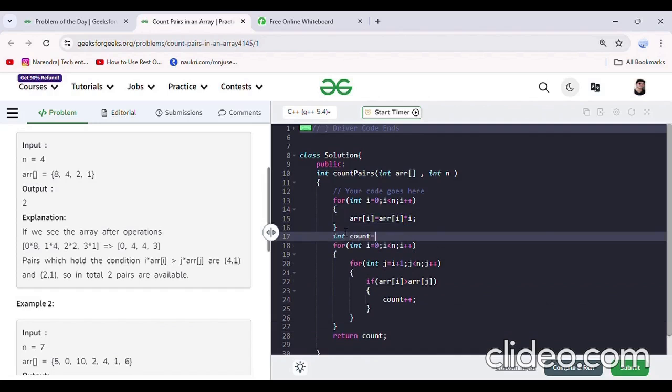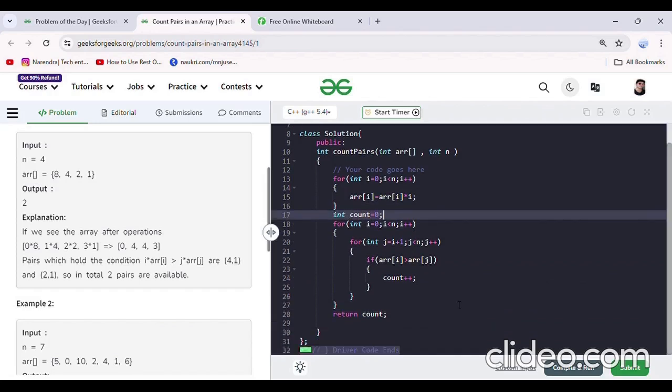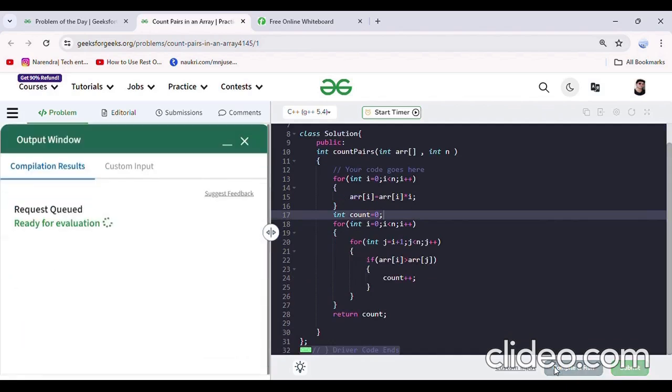int count is equal to 0. Okay, now I am submitting this code. Yeah, we got the correct answer, and I'm doing the final submission.